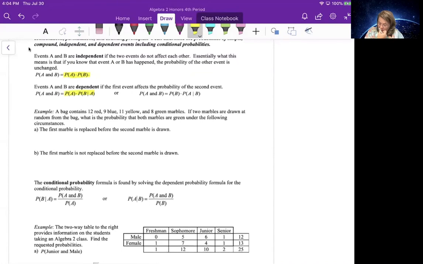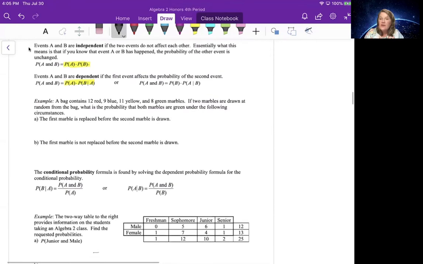So, example, I have these marbles: 12 red, 9 blue, 11 yellow, and 8 green marbles. Okay, total of 40 marbles. All right, I have a total of 40 marbles in the bag. If the marbles are drawn randomly from the bag, what is the probability that both marbles are green under the following circumstances? So I'm going to pull it out in 2 different ways.